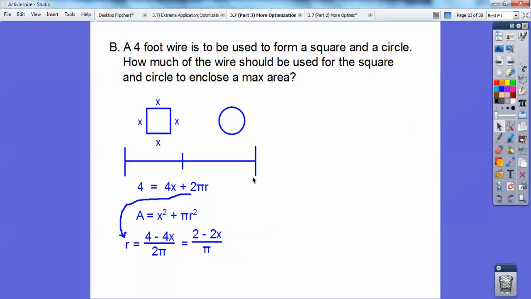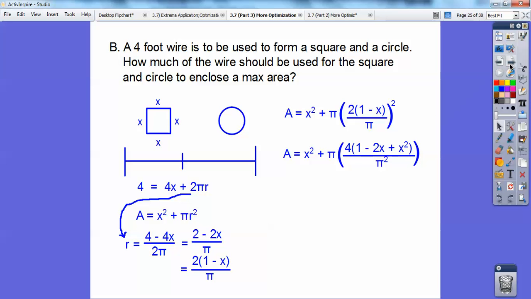So what I did is I subtracted 4x on both sides and then divided by 2 pi, which got me to this, and then I divided everything by 2 and got me to this. So that's my radius. Then that radius is going to go into my area formula. So there's my radius squared, and then I'm going to square that. Getting kind of messy, I know. When I square that, square 2 is 4, square the pi is pi squared, and squaring this binomial gets me this trinomial.